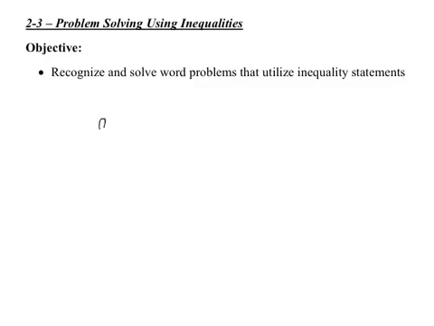The first phrase would be "at least." If it says at least this many, it means that many or more. Okay, so that's going to be greater than or equal to. At most. If it says at most this many, at most you could have 10 pencils, it means you have 10 pencils or less. So that would be less than or equal to.